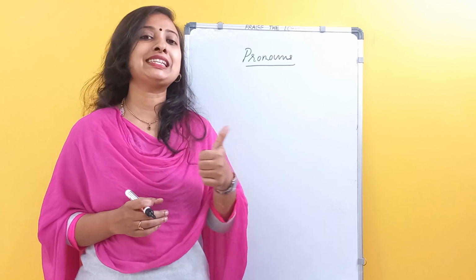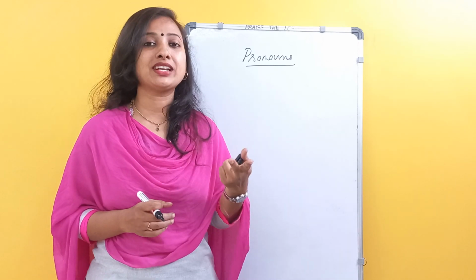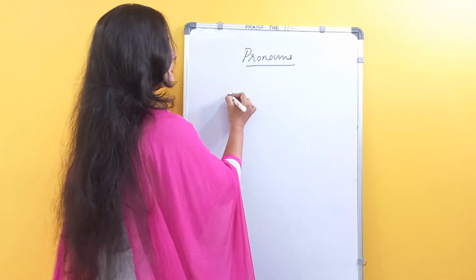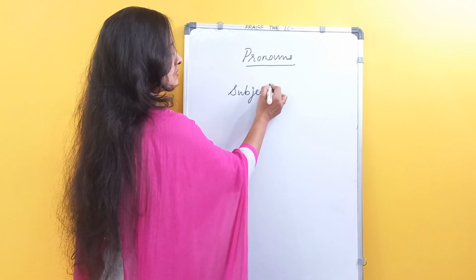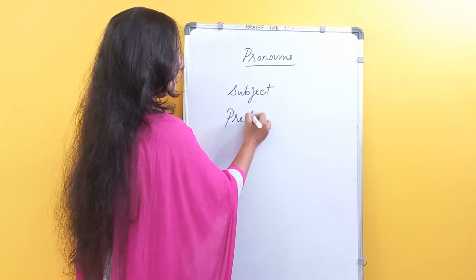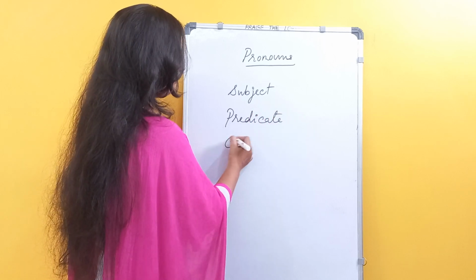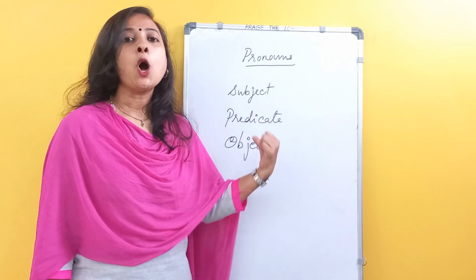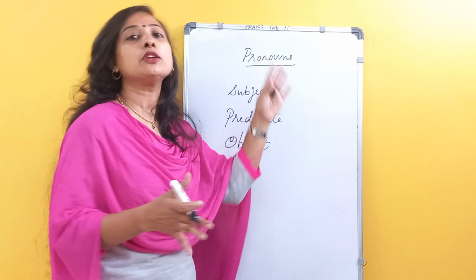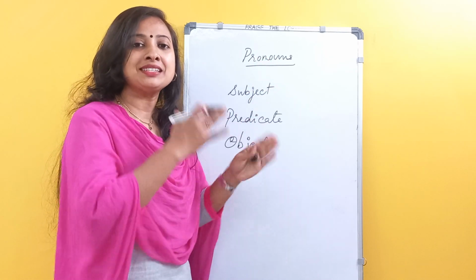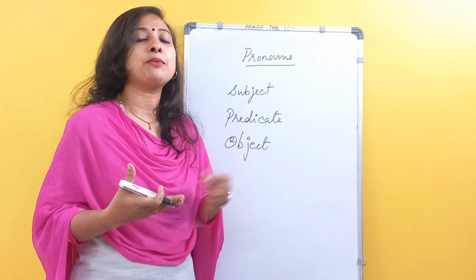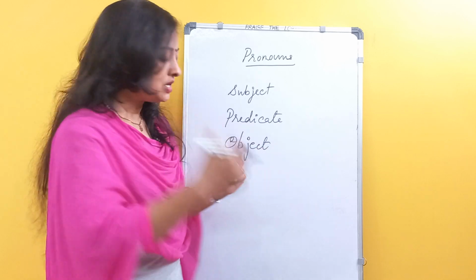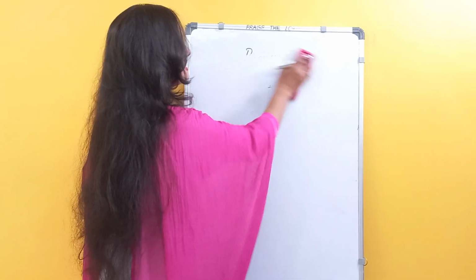Okay, so we'll first talk about subject, predicate and object. You might have heard these words: what a subject is, what a predicate is, and you might even have heard about object. All these things come in a sentence, not under pronouns exactly, but first you need to know this, so that we can then discuss types of pronouns. So I thought we will discuss this first. Okay, so what is the subject of a sentence?